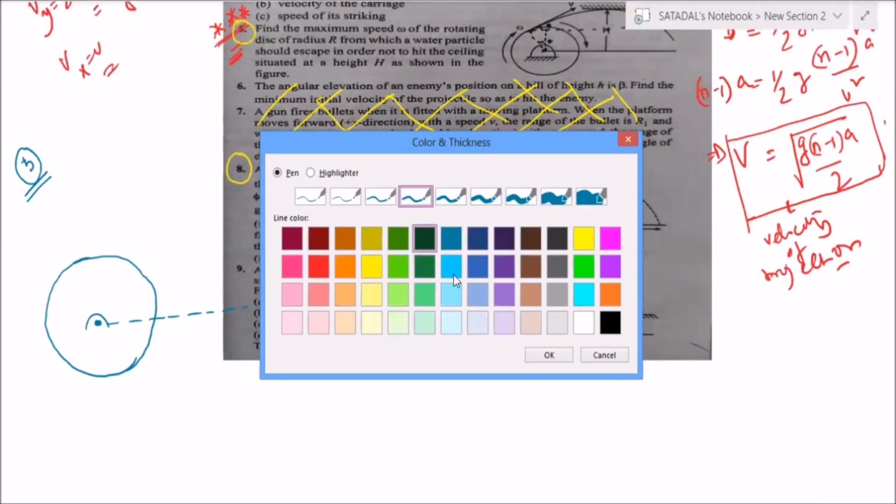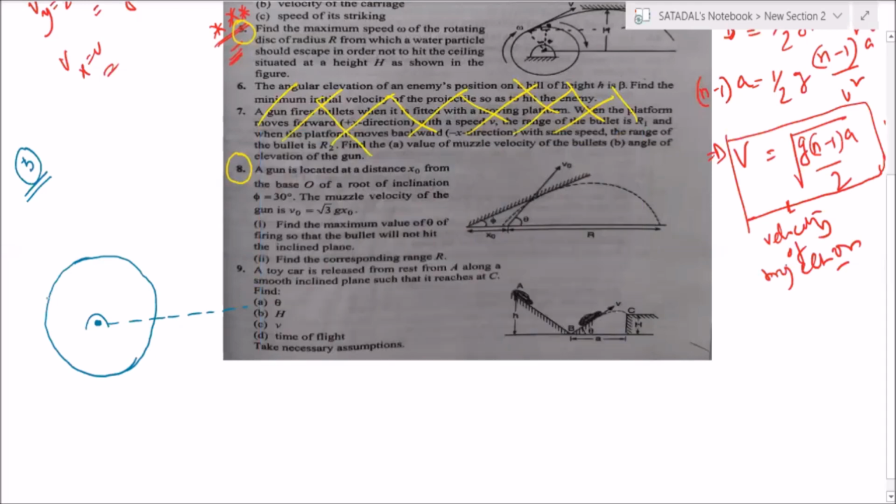Right? So what is given here is that water is sprinkling from here with velocity v. This is the topmost point. This radius is r. From here it is getting ejected, so this angle is given to be theta. This is also r. And it is moving in a projectile like this.